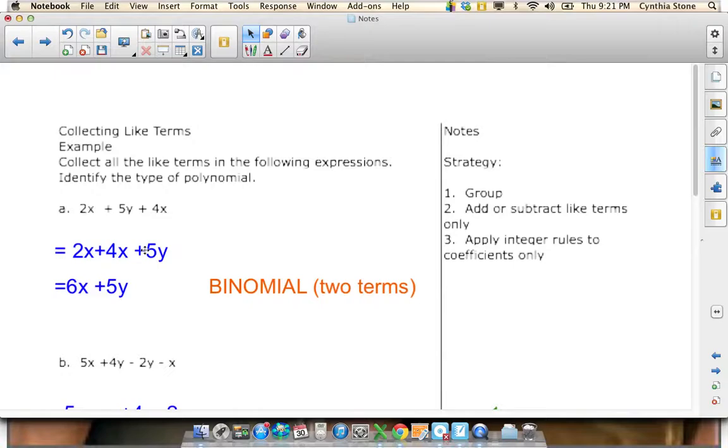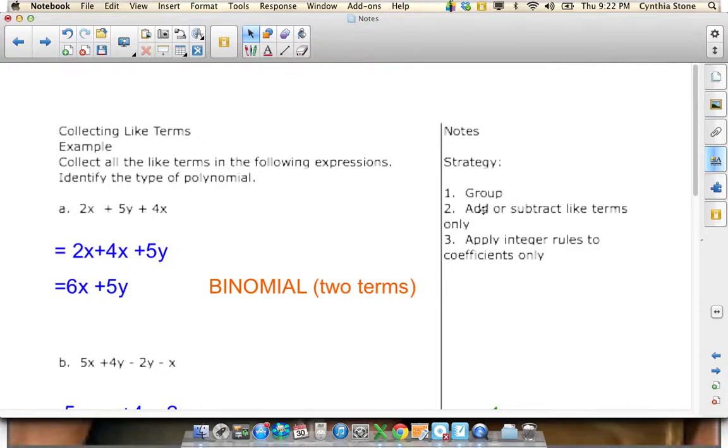Alright, so when we collect like terms, what does that mean? We want to simplify an expression. You do that by collecting the like terms. And what I mean by that is, you take this 3-term expression and you can make it a 2-term expression. And the question asks us to identify what type of polynomial. So the strategy, group. And by group, I mean take the ones that have x's and put them beside each other, and the one that doesn't have an x and put it by itself.